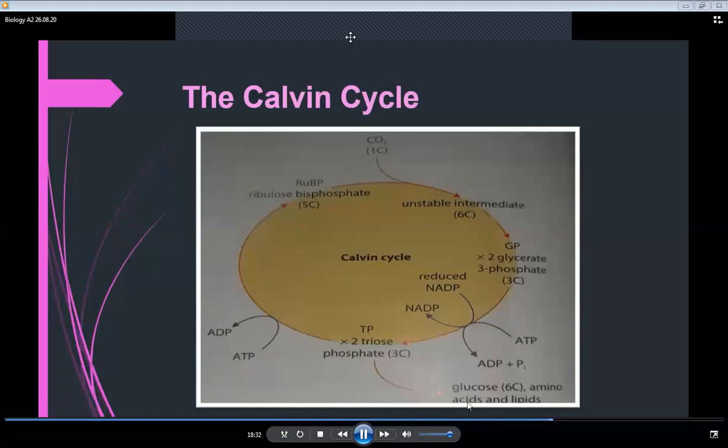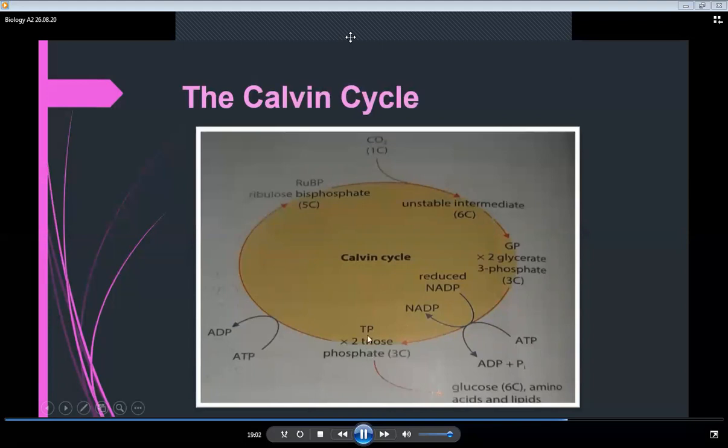both reduced NADP and ATP are the products of the light dependent reaction. Okay, and they are going to be utilized over here in this way, right? So glycerate 3-phosphate, in the presence of ATP and reduced NADP, is reduced to triose phosphate. Obviously there are 2 molecules of glycerate 3-phosphate, so they are reduced to 2 molecules of triose phosphate. Once again, it's a 3-carbon compound abbreviated as TP.